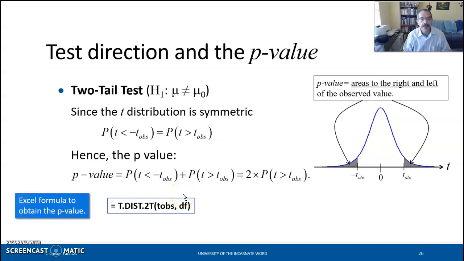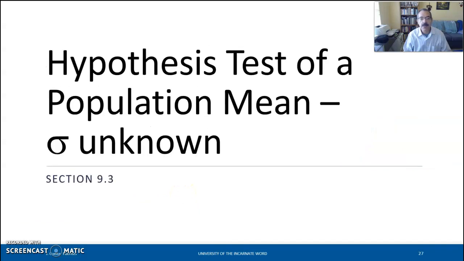All right, we'll stop here. And in the next section, we're going to start looking at problems where we apply all of this.